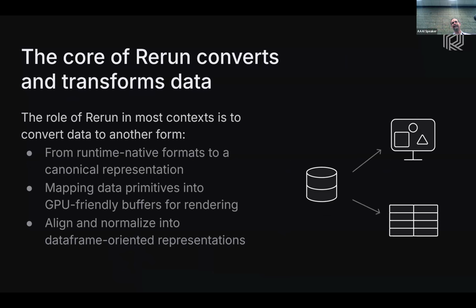And then the core of what we're doing, in all of these different contexts where we're excited about running Rerun, comes down to converting data from one form to another. A couple of examples: in logging, log calls are converting data from some runtime data format to a canonical Rerun representation. In the viewer, we're taking that canonical representation and transforming it into graphics primitives that we can send to the GPU for visualizing this data. Or transforming data to align things that are sampled on different timelines, normalizing them into the data-frame-oriented representations needed by modern ML pipelines.